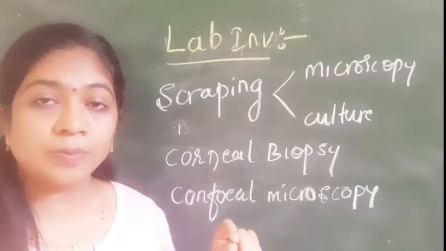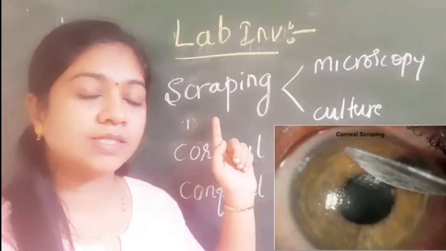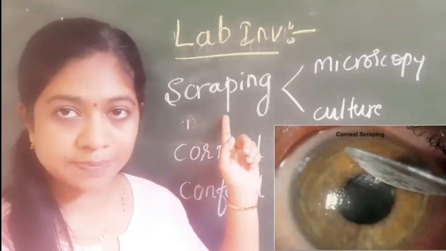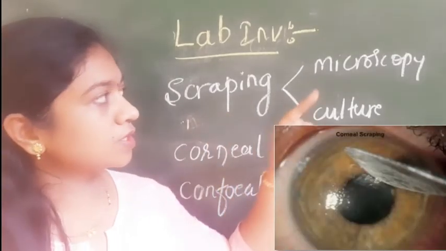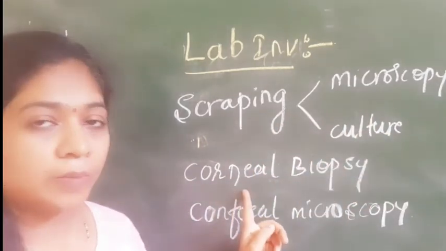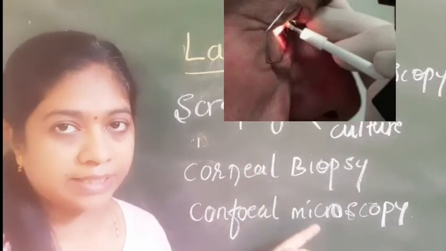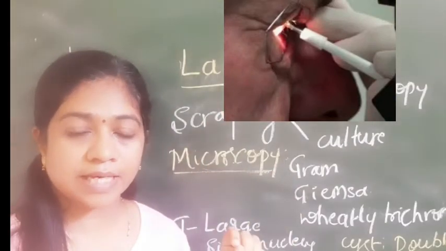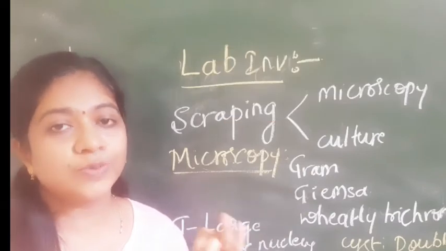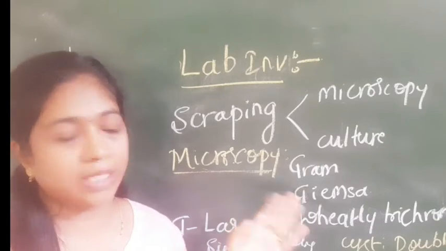Okay. So coming to the lab investigations which we do in acanthamoeba keratitis, the scraping, which is common for all keratitis, I have explained in detail in my previous videos. So scraping followed by microscopy or culture of the specimen, followed by corneal biopsy, and then one more is confocal microscopy. I will explain in detail now. Here the specimens can be the corneal scraping or the used contact lens or even the contact lens solution. All of these can be subjected to investigation.